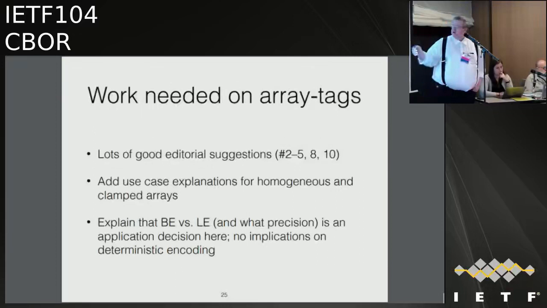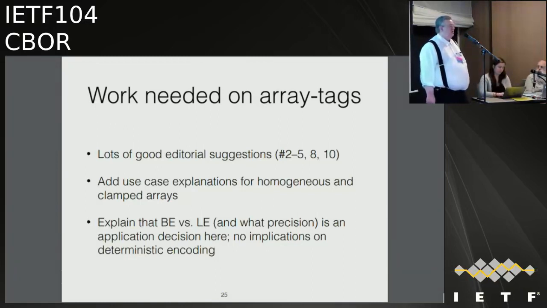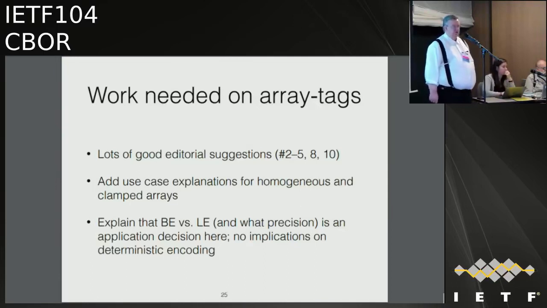So the issues that are in the tracker have a number of good editorial suggestions. These just need to be done. There also were requests to get more explanations about the use cases for homogeneous and clamped arrays. So why do we define a homogeneous tag? Why do we define a clamped tag? And yeah, so this has to be written up.